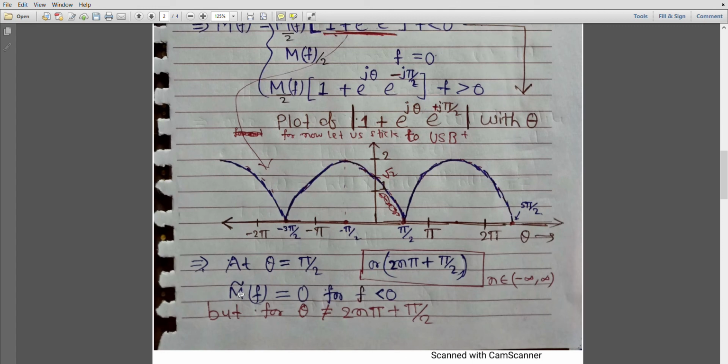So at theta equal to pi by 2, or in general 2n pi plus pi by 2, our M tilde f is equal to 0 for f less than 0.